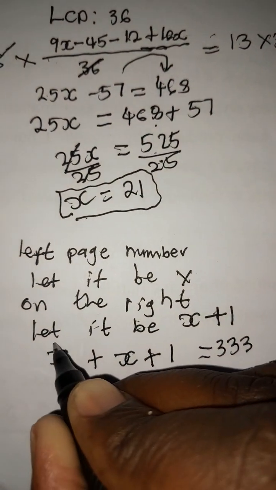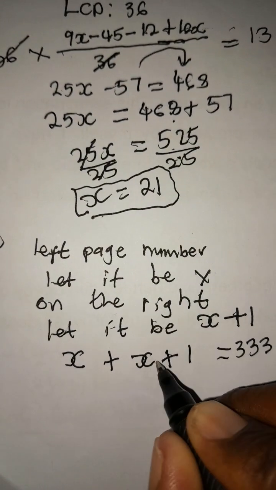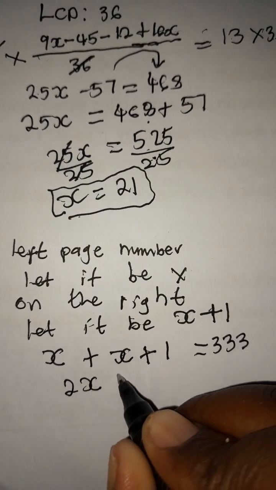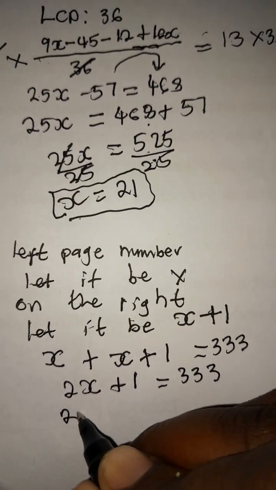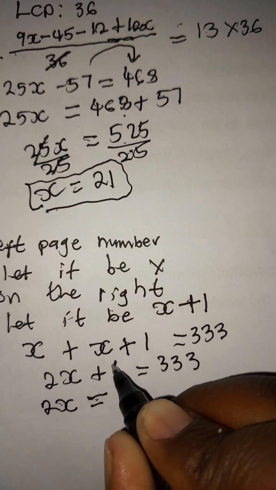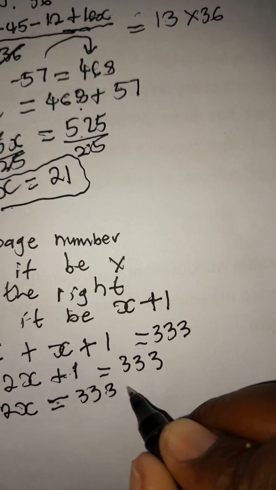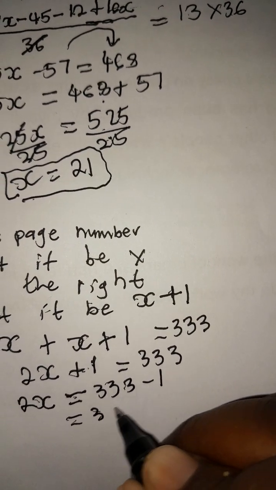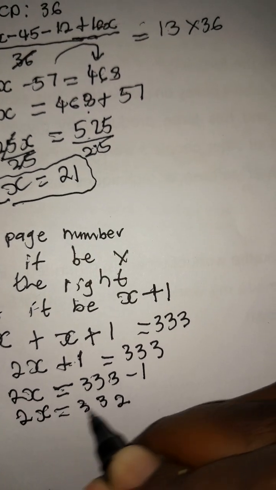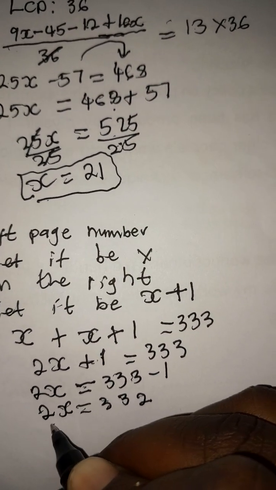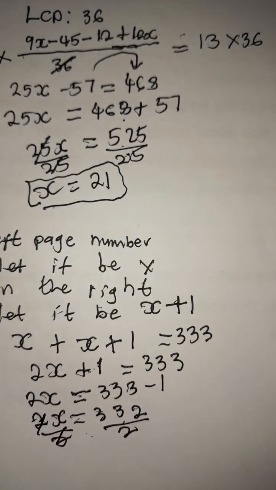So from here, I'm going to collect the like terms. The like terms are those that are alike. X and x are the like terms. X plus x, you have 2x plus 1, which is equal to 333. So 2x, we will then take 1 to the other side. Since it's positive, it will be 333 minus 1, which will leave us with 332. 2x will be equal to 332. So to make life easy, I'm going to divide everything by 2, so that I'm able to calculate that.